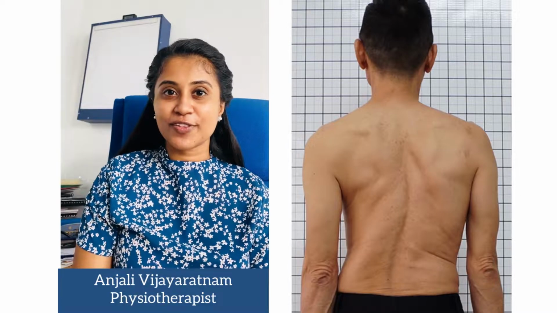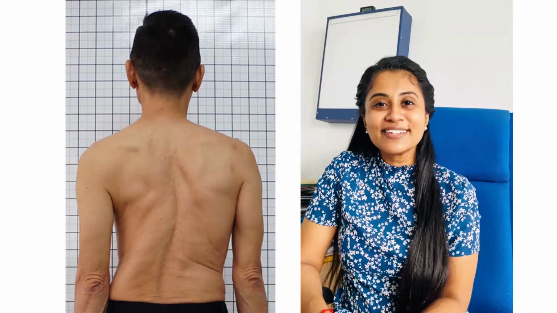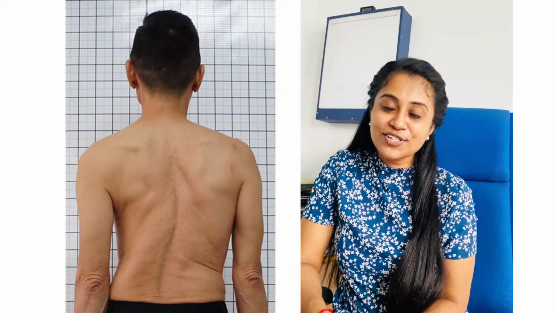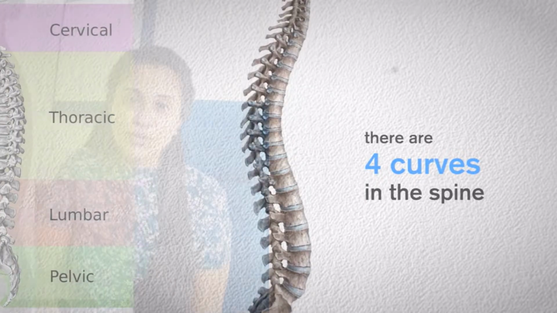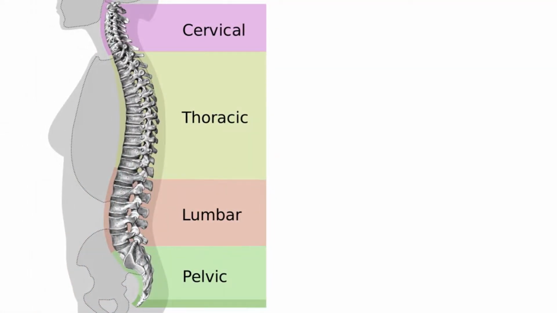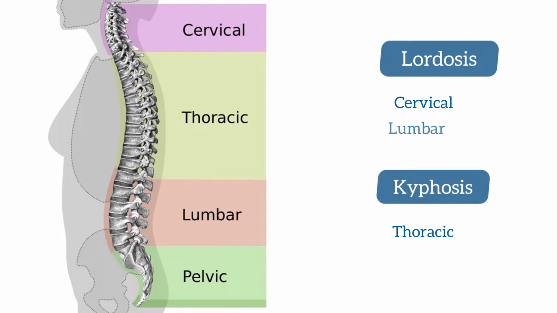Scoliosis is the three-dimensional side curvature of the spine, and often it shows up when you reach teenage. Before we move to scoliosis, we'll look at the natural curvatures of the spine. Our spine has four major curvatures, two concave and two convex: the cervical lordosis, thoracic kyphosis, lumbar lordosis, and sacrococcygeal kyphosis.